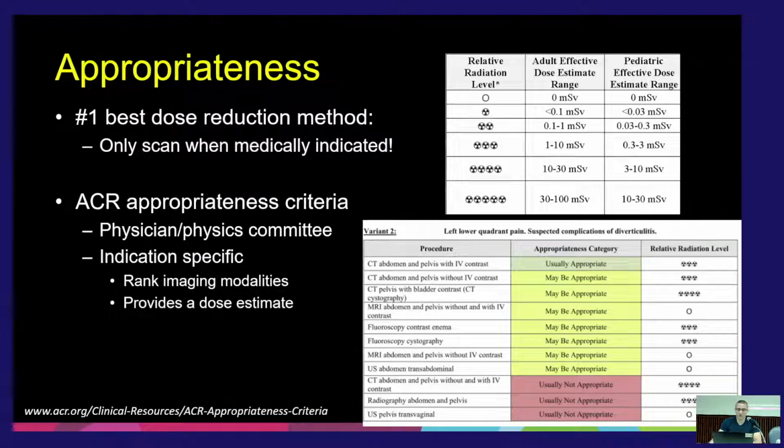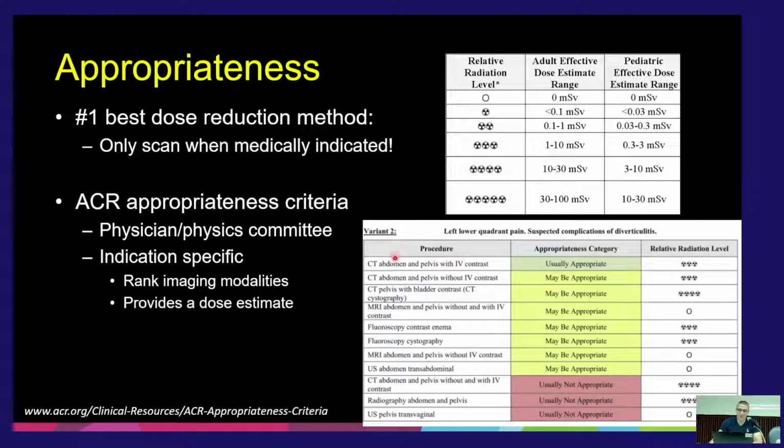Here's an example of the ACR appropriateness criteria. It gives us 2 options. It gives us 2 things to look at. The first is that it's based on indication, which I imagine you guys have something similar to here in Thailand. And so depending on if the patient shows up with left lower quadrant pain, suspected complication of diverticulitis.